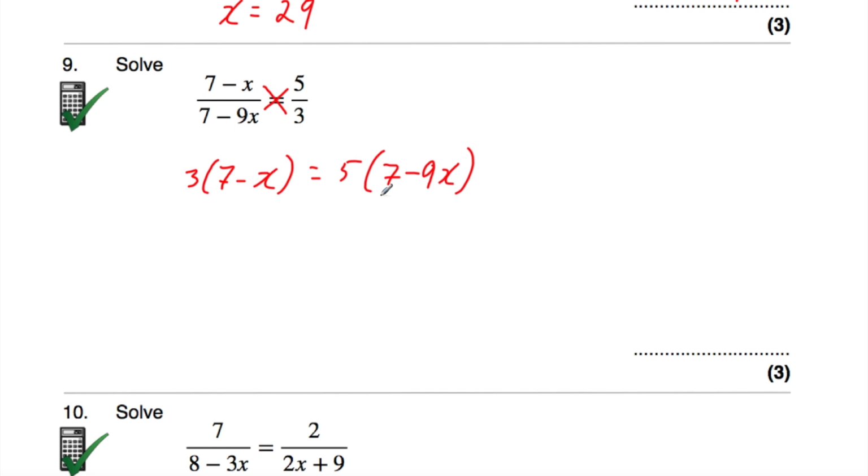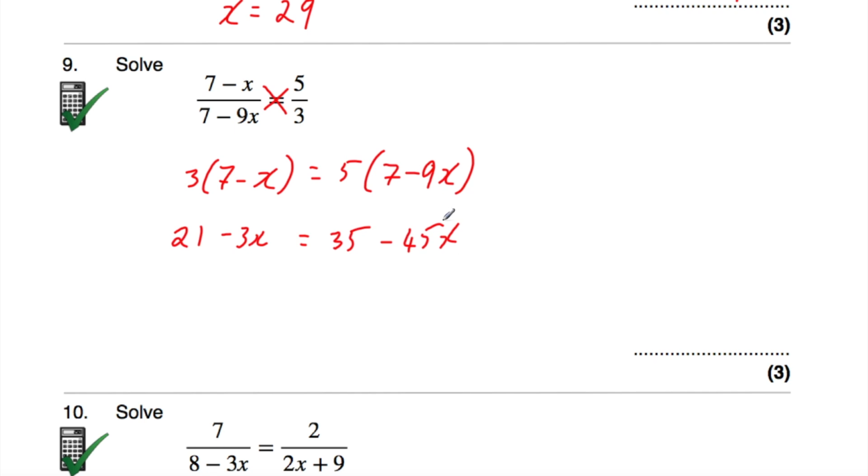Okay, so we've now got our equation where we've got no denominators, that's fantastic. So now let's expand our brackets. 3 times 7 is 21, and then 3 times minus x will be minus 3x, and that equals 5 times 7, that's 35, and then 5 times minus 9x, that'll be minus 45x. Okay, so we've now got to this stage. Now we want to solve this equation, so we want to get rid of the lowest number of x's. So we've got minus 3x's and minus 45x's. So minus 45x's is a lower number of x's than minus 3x's.